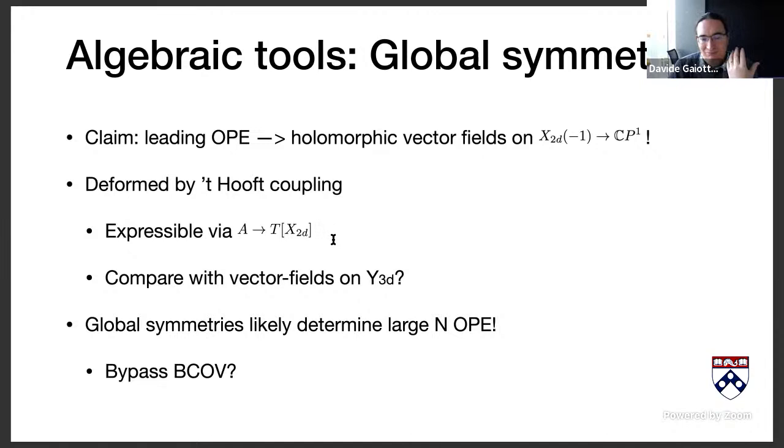And I think this is important because this global symmetry algebra has a chance to determine the OPE completely. It organizes all the fields into a representation of this gigantic algebra. And so it offers a chance to bypass BCOV calculations. You can say, okay, I do a calculation, BCOV, whatever the calculation was, it has a symmetry, which is holomorphic vector fields. And if the symmetry is big enough to fix the answer, well, I don't even need to do the calculation.